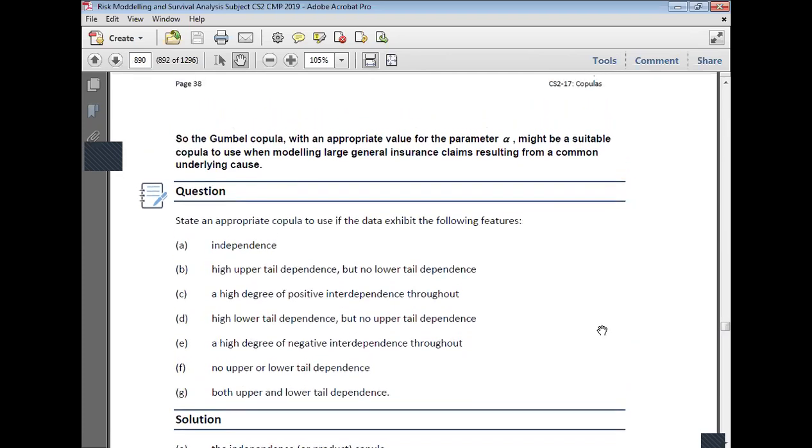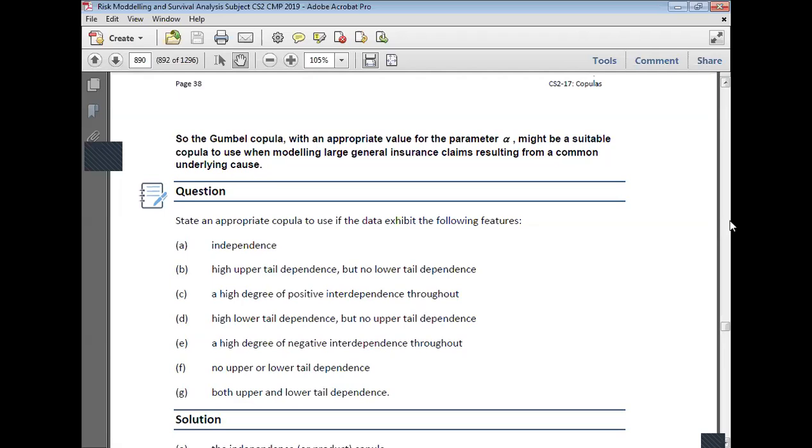But again, I think what we can do is try to answer this, okay? Tell me what copula I should be using for each of these cases. Let us say I have independence. If my data exhibit independence, what kind of copula should I be using? I guess it shouldn't even take this much time.